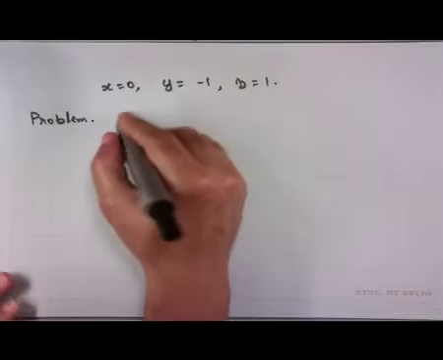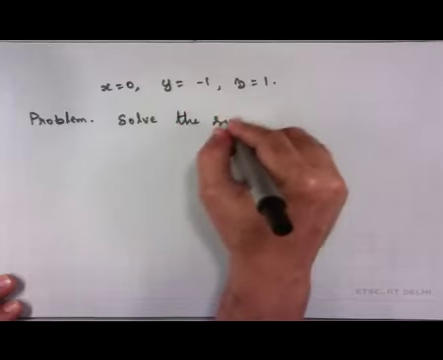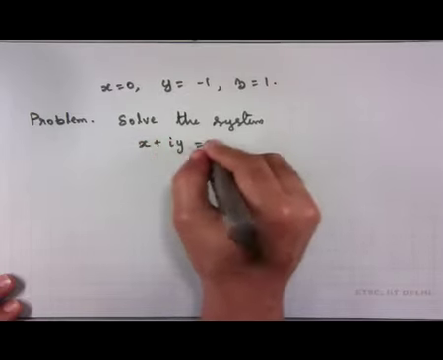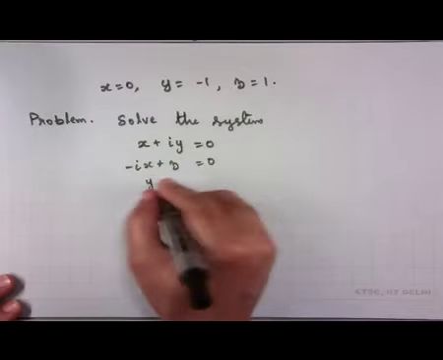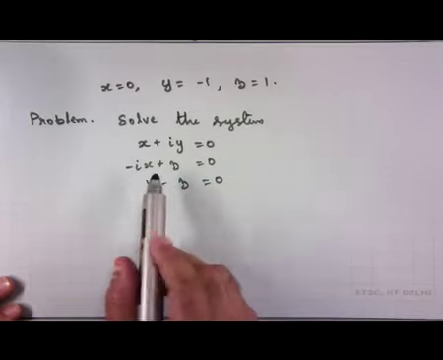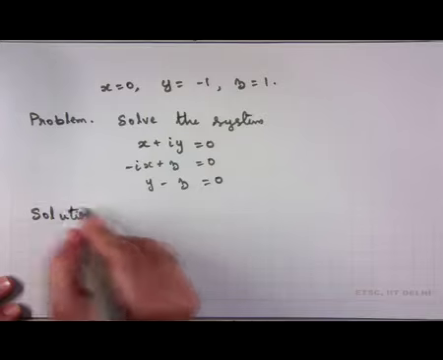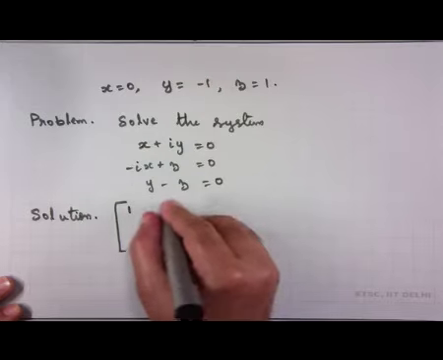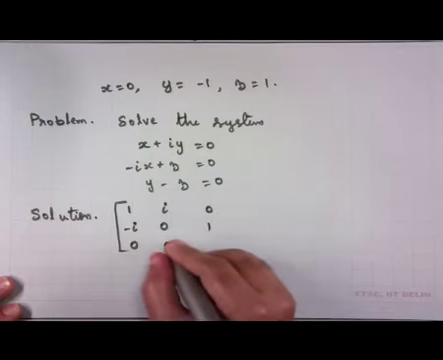So, let us try to solve the following system. Solve the system: x plus i y equal to 0, minus i x plus z equal to 0, and y minus z equal to 0. You can notice that this is a system with complex coefficients. Let us write down the augmented matrix: 1 i 0, minus i 0 1, 0 1 minus 1.